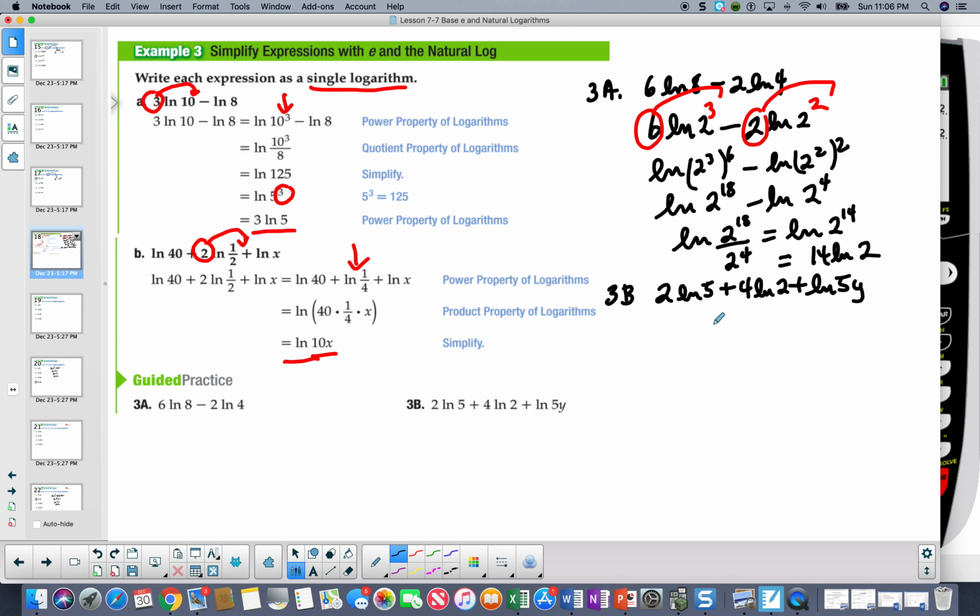Now to do the 3b, I'm going to take all of the numbers that are being multiplied and make them exponents. Natural log of 5 to the second plus the natural log of 2 to the 4 plus the natural log. Can't do anything here. Now these are all sums. The sum of the logs is the log of the product, so I can just put them all together and multiply them. And that's about all you can do.